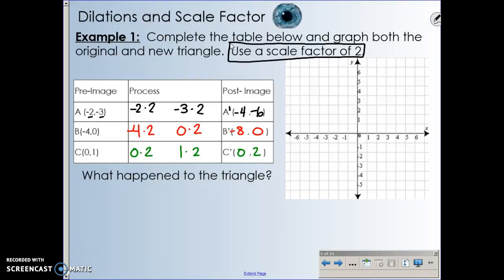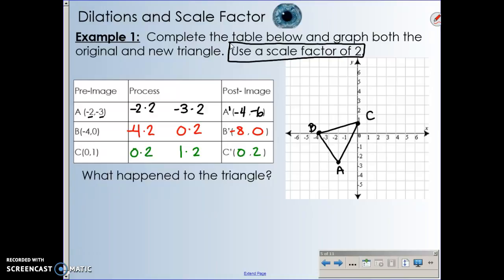So I'm going to put the original in black. So -2, -3, this is point A. B is right here. And C is right here. Should make a nice triangle. Okay, and since my scale factor is 2, my picture should be getting bigger. So if it doesn't happen like that, I know I did something wrong.